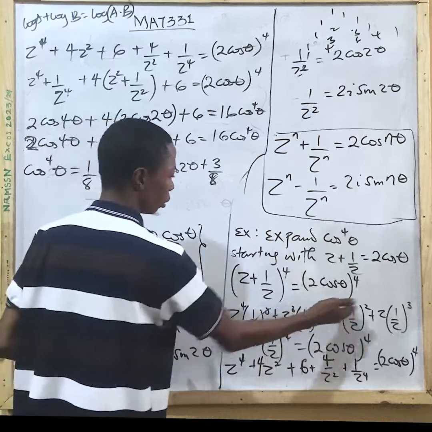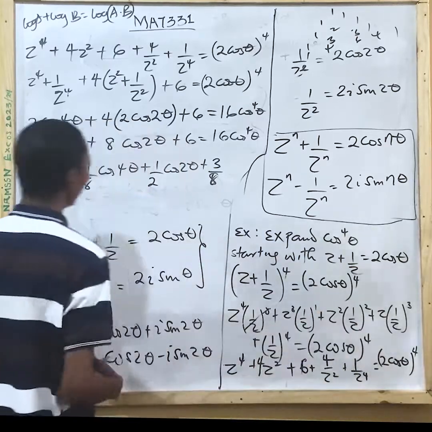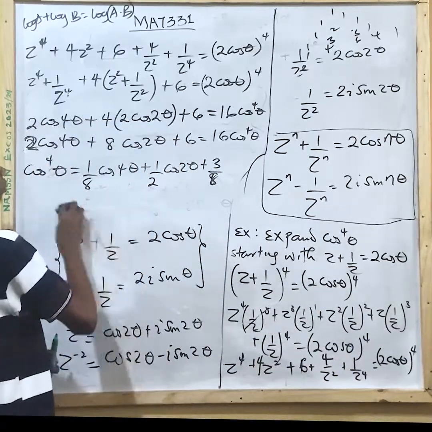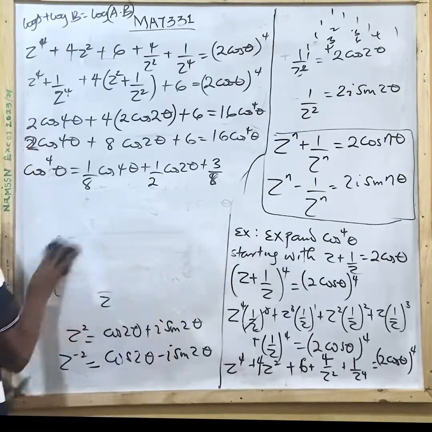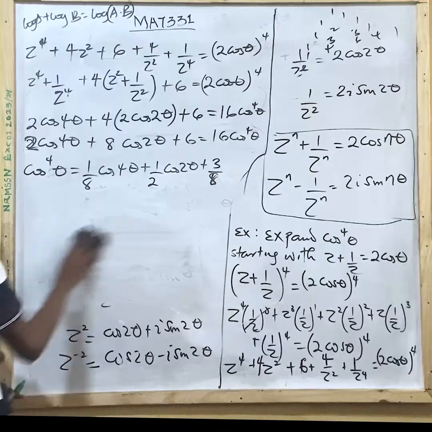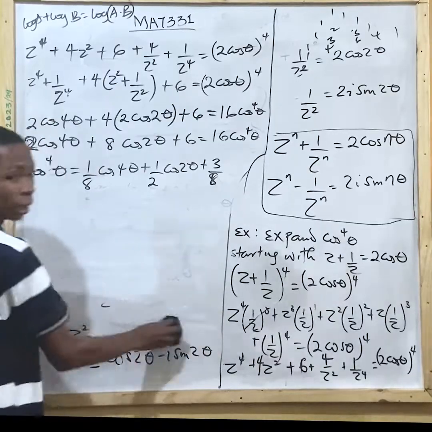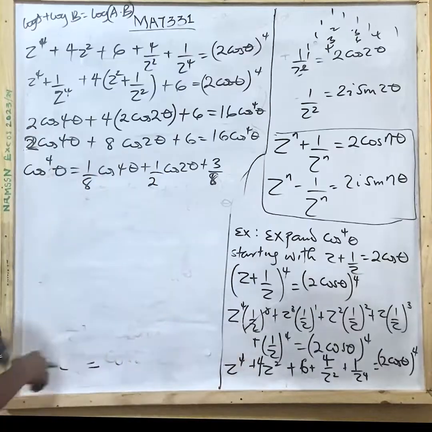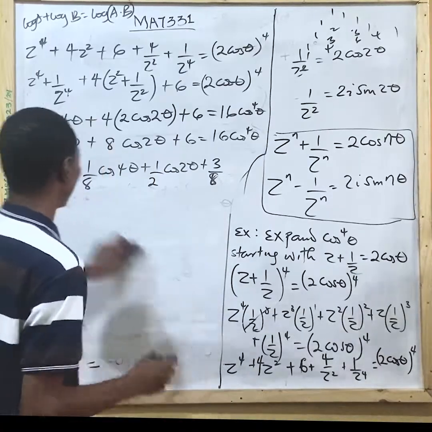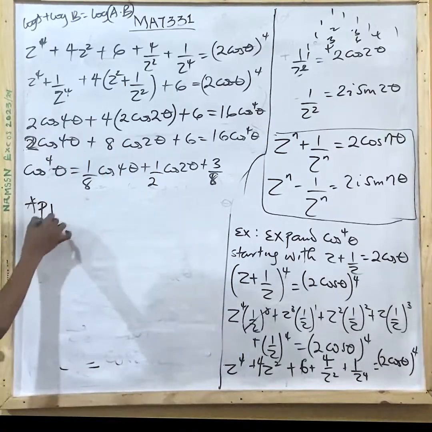Then I will expand the binomial, and then you collect like terms and do all the simple algebra. Now that is one application of De Moivre's theorem, expansion of cos raised to power n and sin raised to power n. So the next one is more or less like this, but there is a slight difference. So application 2.